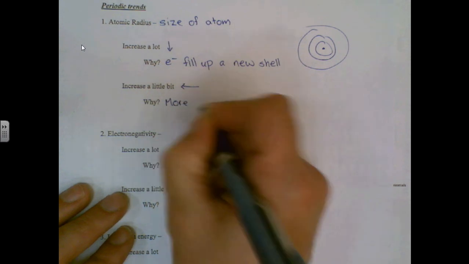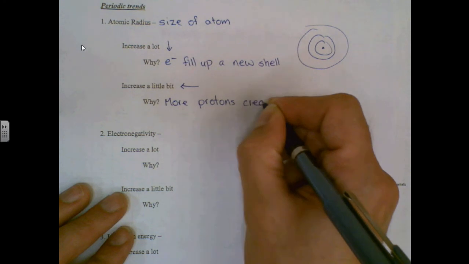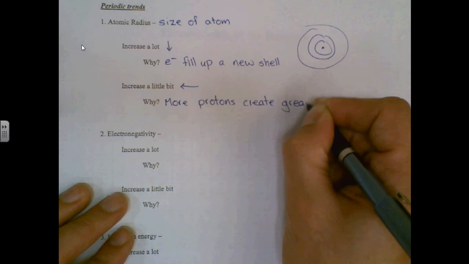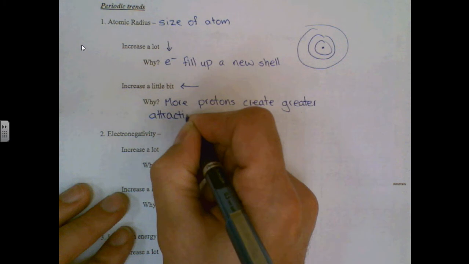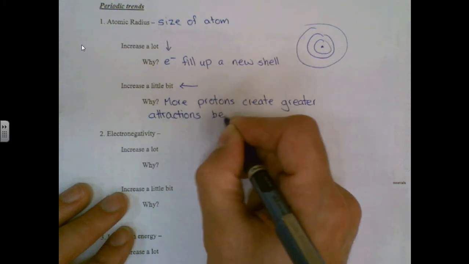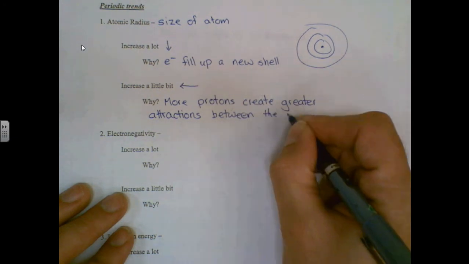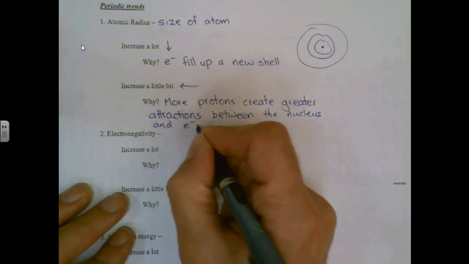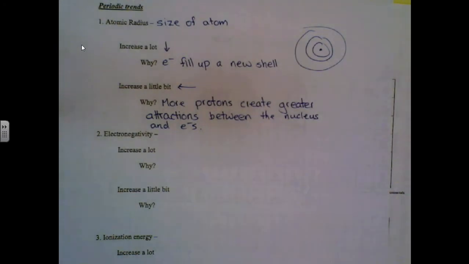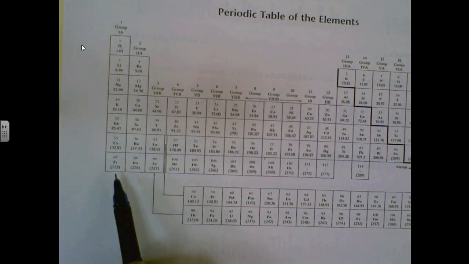more protons create greater attractions between the nucleus and the electrons. We can see then that francium down here in the corner would be the largest element on the periodic table because it's the furthest one down and to the left.